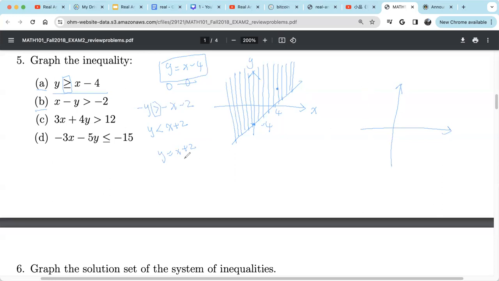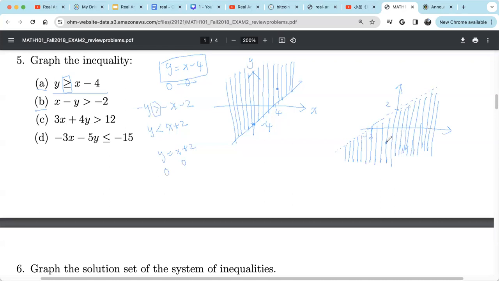So let's graph here. I'm going to do the same thing. Look for x-intercept and y-intercept. If x is 0, y is 2. Let's see, this is 2. If y is 0, x equals negative 2. Let's see, this is negative 2. So I'm going to graph with a dotted line to indicate y equals x plus 2 is not part of the solution. But this one is y less than. So all the y values on the line are below the line. So I graph below. So those are the solution sets. And look, the solution sets are two-dimensional because we have x value, we have y value. So the solution is points, all those points.